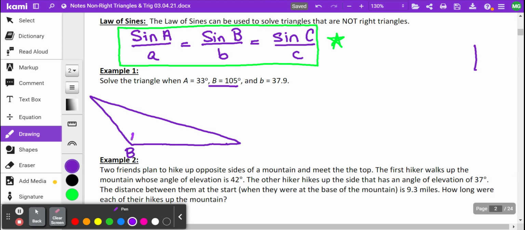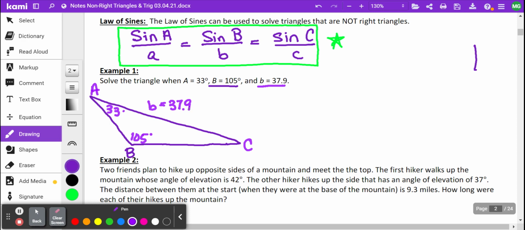So angle B is obtuse, and that is 105 degrees. Angle A, I'm going to put right here, and that's 33 degrees. Which means, of course, this is angle C. And remember that angle B and side B are opposite each other. So that makes this side right here 37.9.